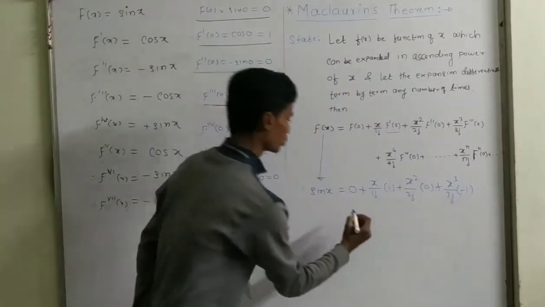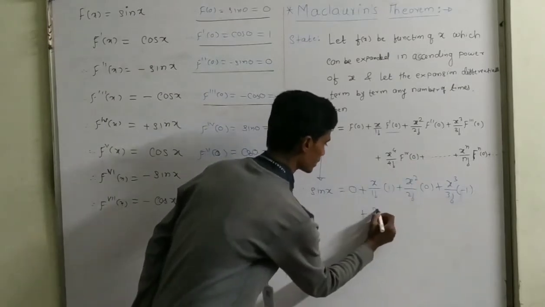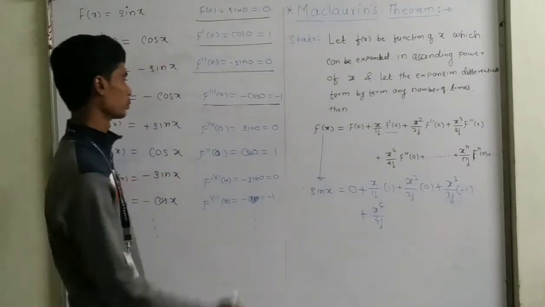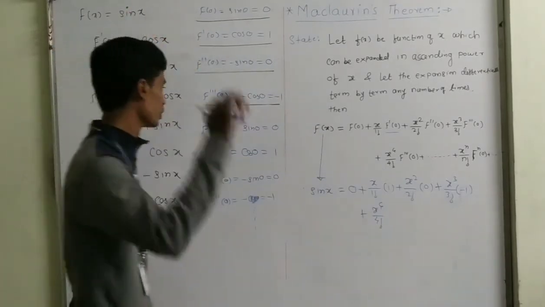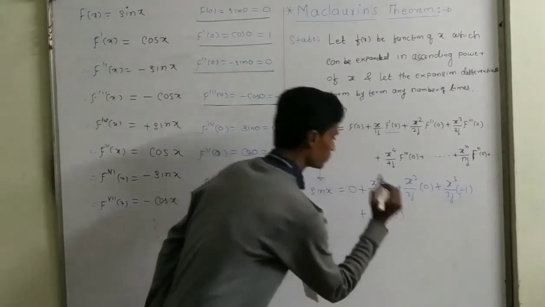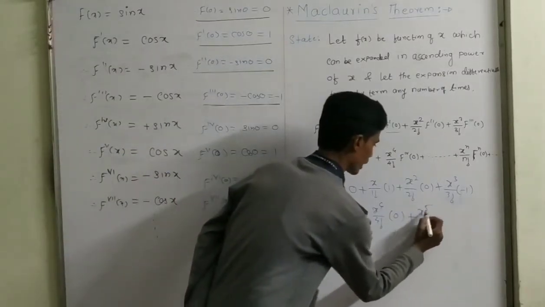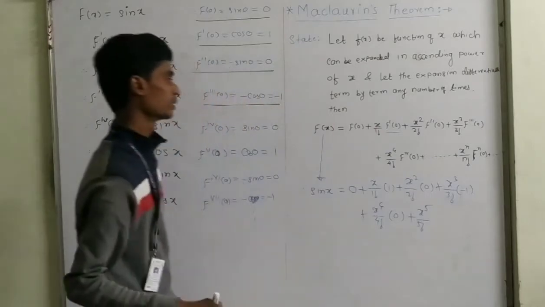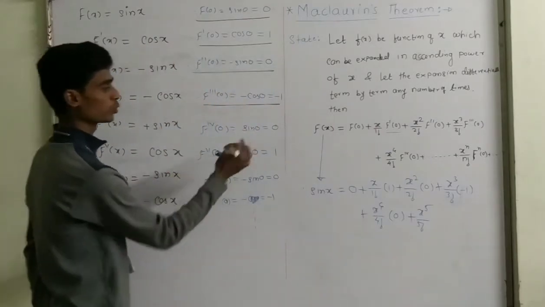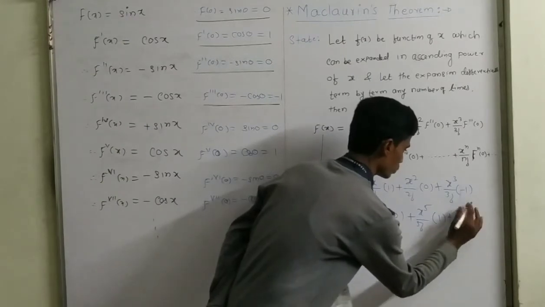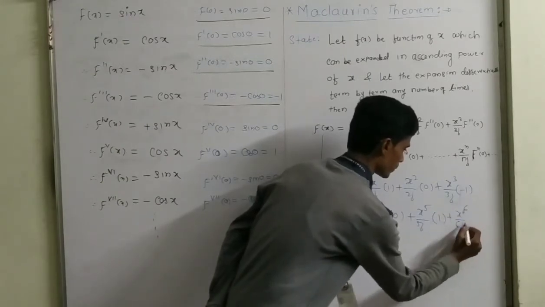Now next, continue. Plus here is x raised to 4 by 4 factorial. The value of f4 derivative is 0. It is again a 0. Clear? So therefore plus next f5 x raised to 5 by 5 factorial. F5th derivative is 1. So putting the value, 1 plus x raised to 6 by 6 factorial.